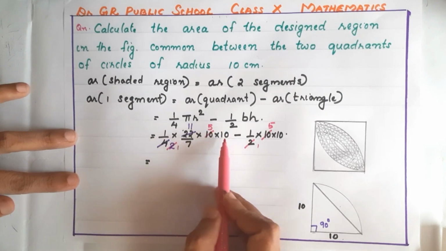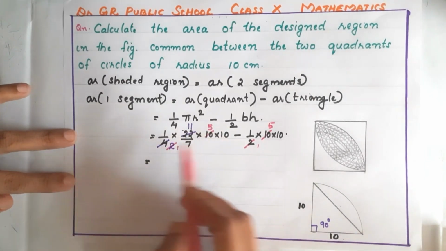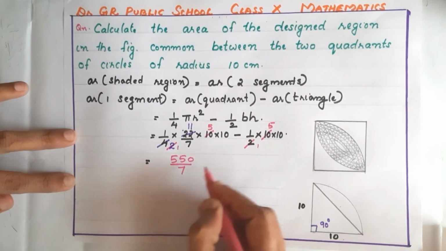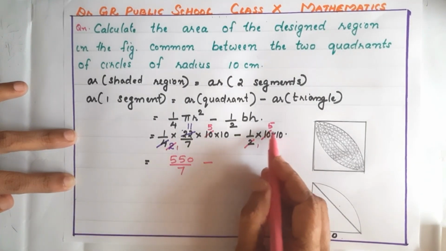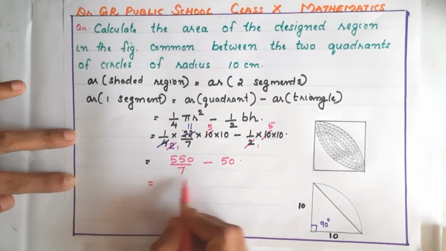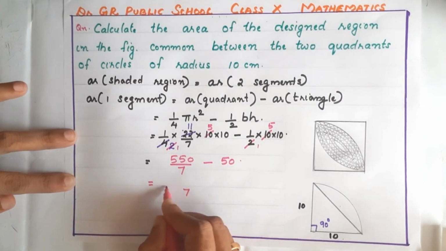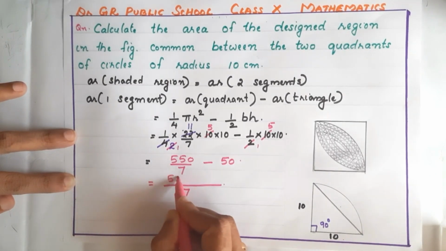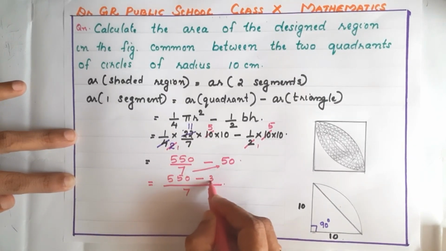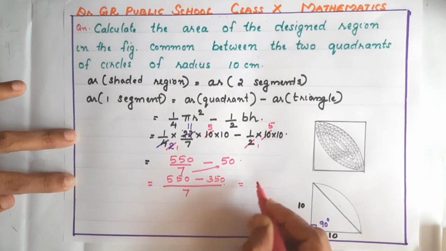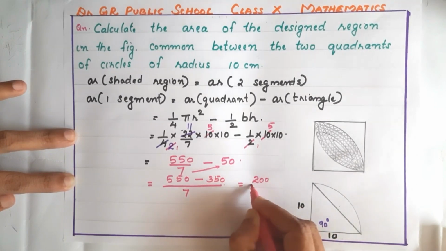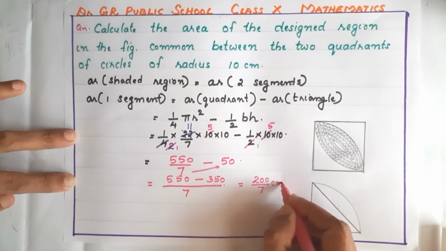What is remaining now? 11 into 5 into 10. What is 11 into 5 into 10? 550 by 7 minus, here what is left? 5 into 10, 50. Now we can take 7 as the common denominator. 550 minus 7 into 5, 350. So the answer is 550 minus 350, 200 by 7 centimeter square.